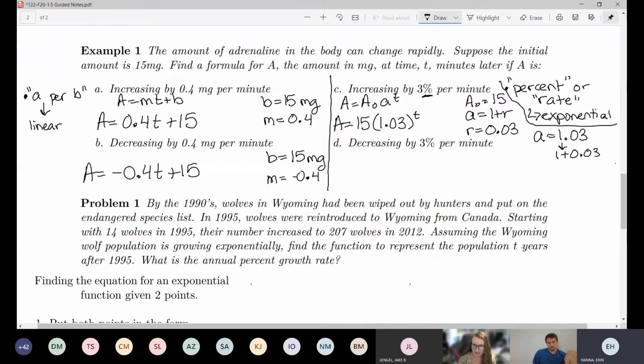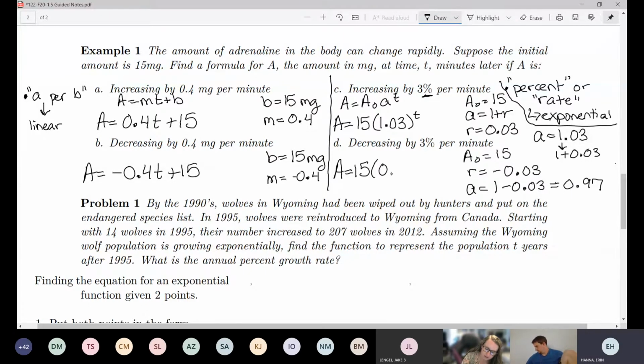Whereas in part D, now again, the only thing that's changing between C and D is now we're saying decreasing. So A naught is still the same. But now R, since we're decreasing, R is going to be negative. So negative 0.03. But then if we calculate the A value with that, if we do 1 plus negative, so 1 minus 0.03, we get 0.97. So the function you're looking for is 15 times 0.97 to the t.